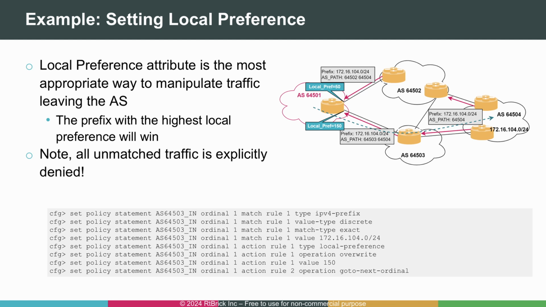In the configuration snippet below, we define the action rule type as local preference and overwrite the value with 150. Since local preference only applies to internal BGP sessions, overwrite is the only relevant operation if the policy is applied as an import policy to an external peer.